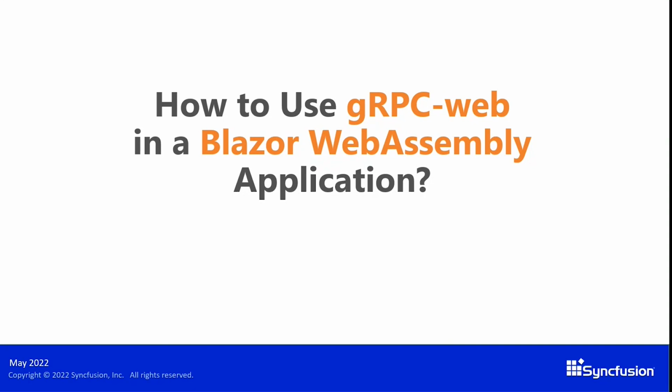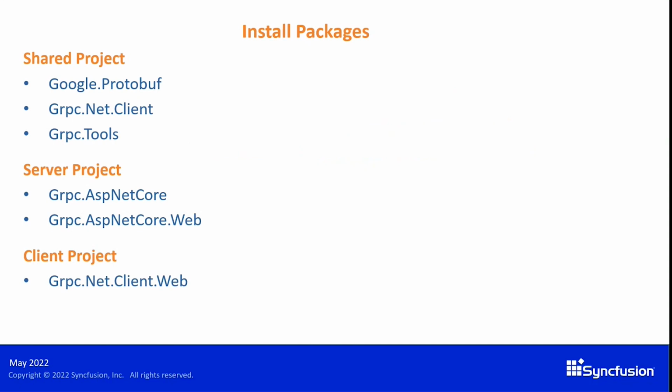Now let's see how to use gRPC-Web in a Blazor WebAssembly application. The gRPC-Web protocol allows us to enable communication between browser apps and the gRPC server. Now I'm going to create a Blazor WebAssembly app hosted from the ASP.NET Core server. Let me open my Visual Studio now. Before that, let me show you all the packages we need to work with this gRPC-Web service. As I said, I'm going to create a Blazor WASM app with ASP.NET Core hosted, so I'll have the shared project, server project, and client project.